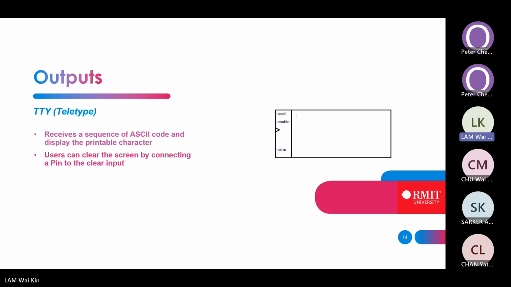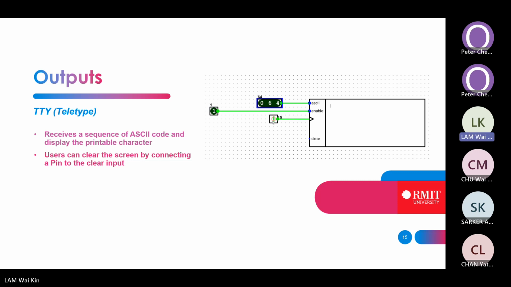Next, we move on to the TTY. This component receives a sequence of ASCII codes and displays the printable characters. Users can clear the screen by connecting a pin to the clear input, and it will show the characters on the right side of the TTY. And this is the video for the demo. As you can see, I'm changing the ASCII code, and it will show different characters on the right side.